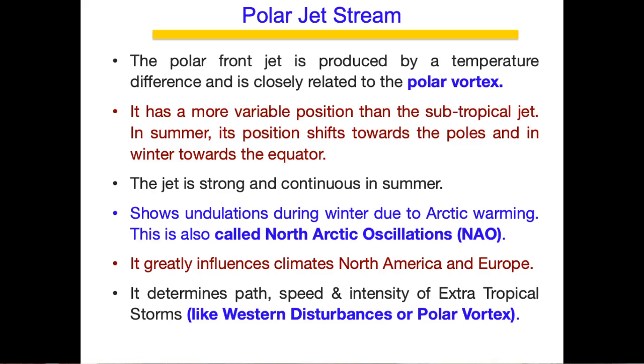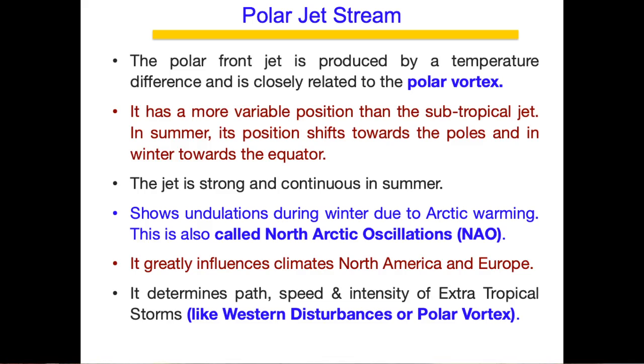And because of this cascading effect that I talked about before, the polar jet stream undulating down can cascade to the subtropical jet stream moving down, and that can in turn affect India and other tropical countries. Okay, the path, speed, and intensity.